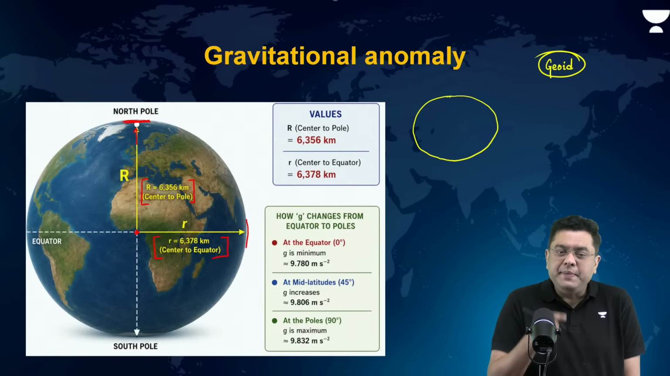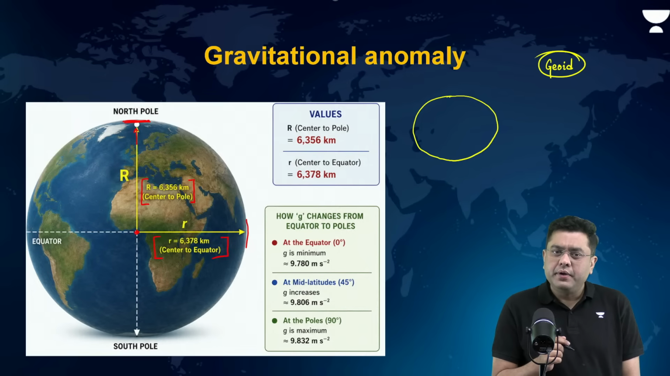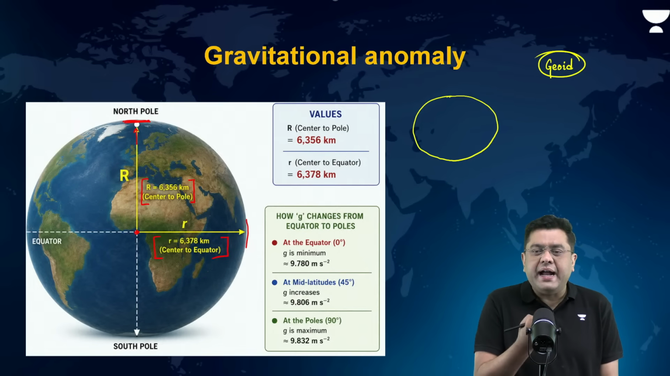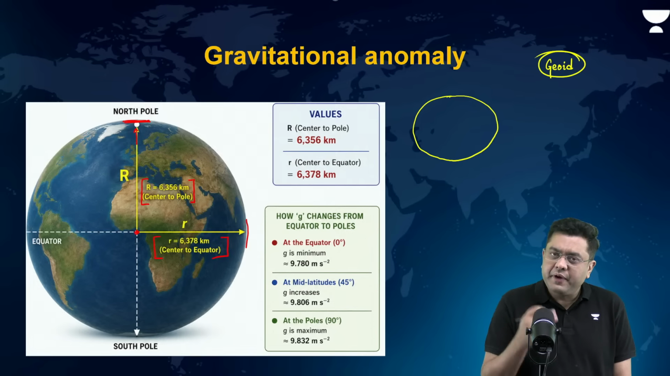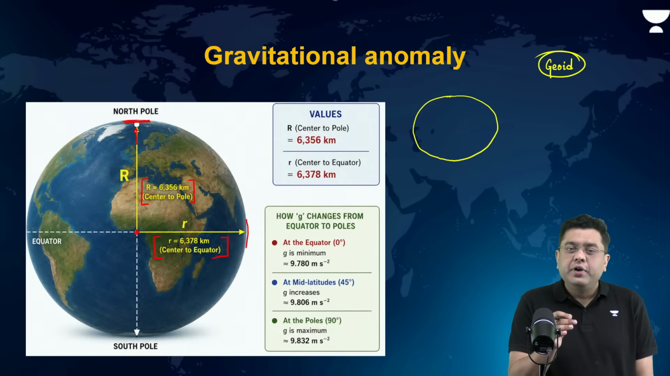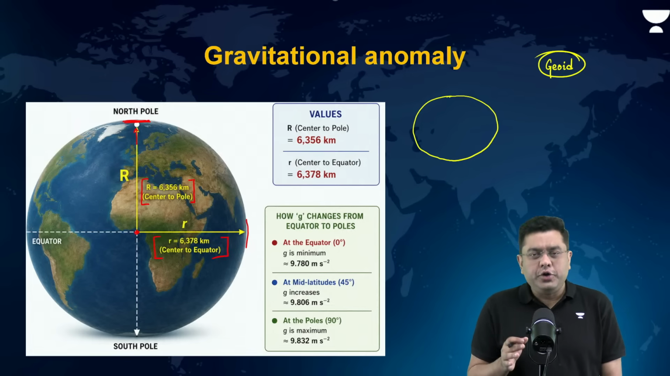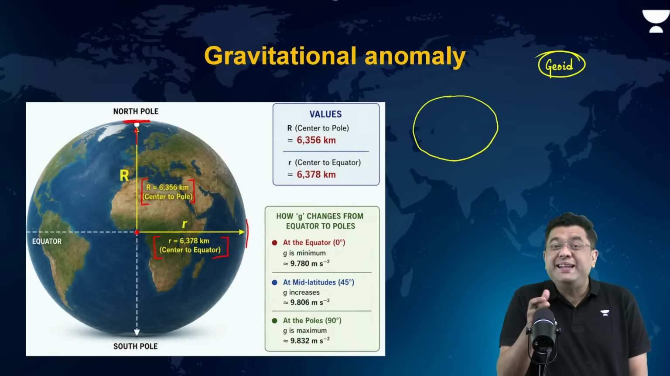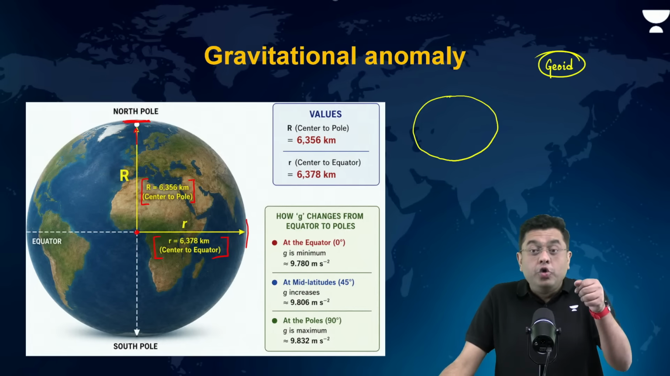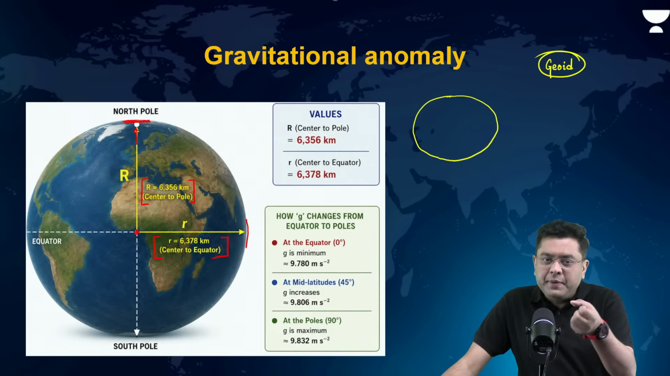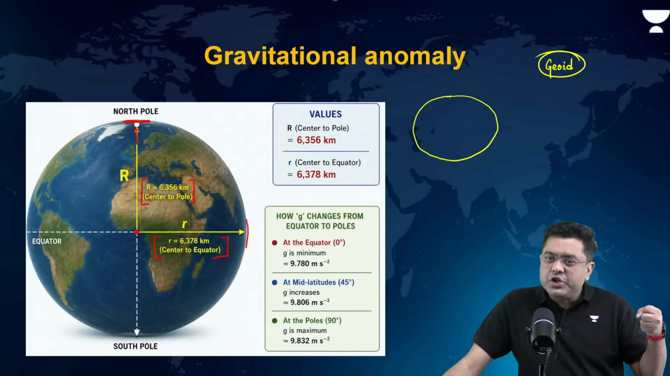So what does that mean? In simple terms, the gravitational pull that we experience will be different, right? Because gravitational force is inversely proportional to the distance. For example, if you are closer to the sun, you will experience greater gravitational pull. If you are far away from the sun, lesser gravitational pull. So, gravitational pull is inversely proportional to the distance.